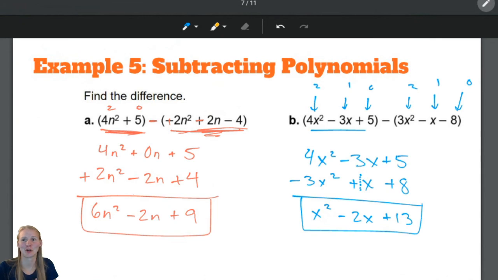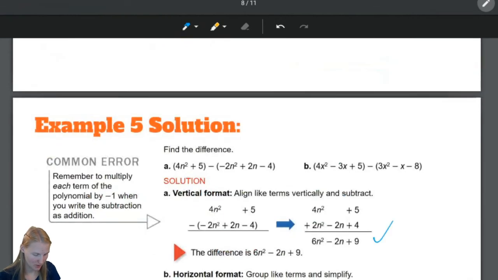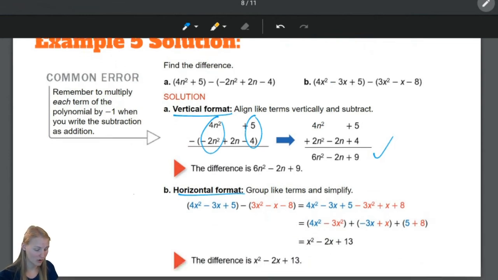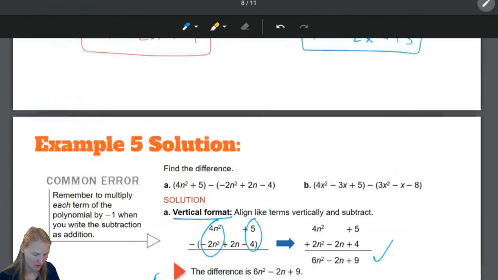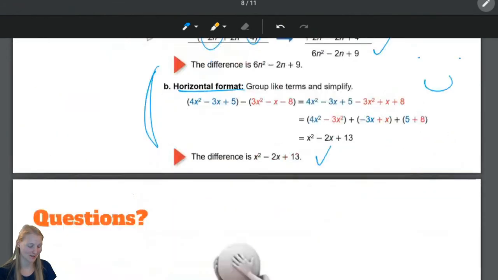Ta-da! There you go. You have it. Let's check and make sure that we are correct. 6n squared minus 2n plus 9. And again, remember there's vertical and horizontal. I think vertical is much easier because all the terms are right on top of each other. But if you look at the horizontal form and you're like, wow, so much easier, do whichever one you want. And then we have x squared minus 2x plus 13. So we are correct.